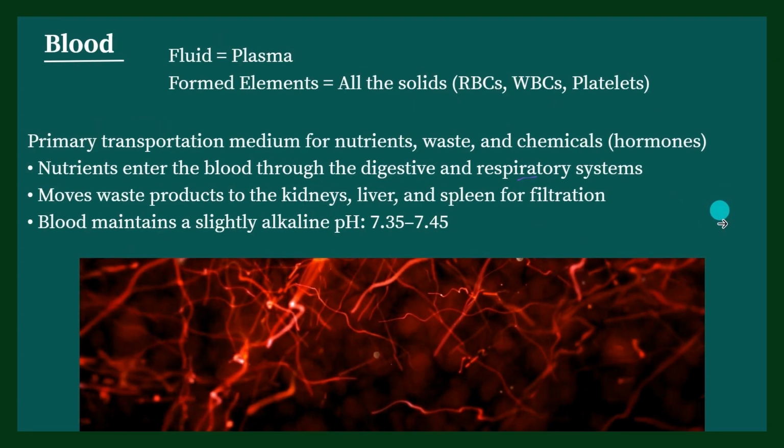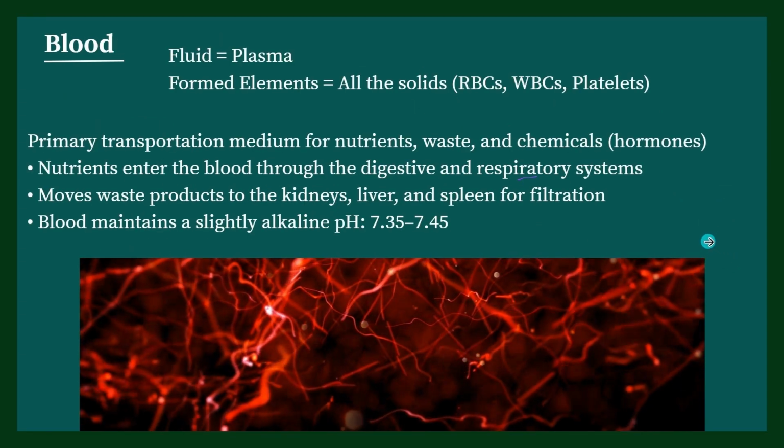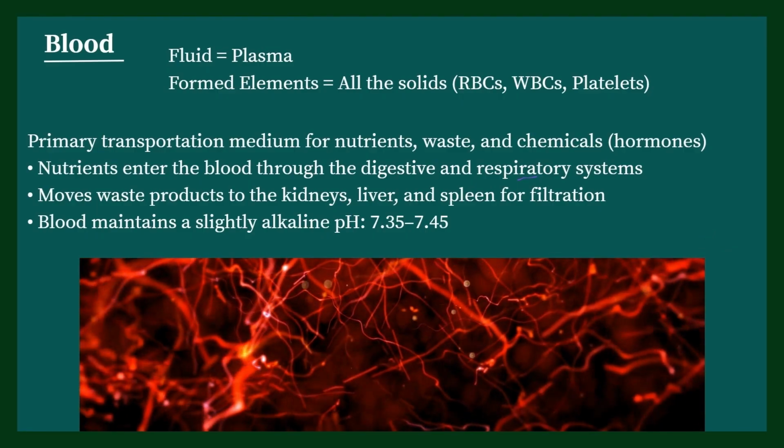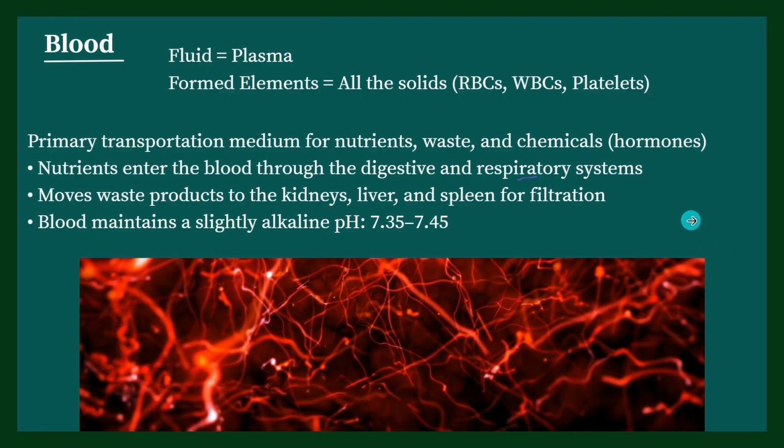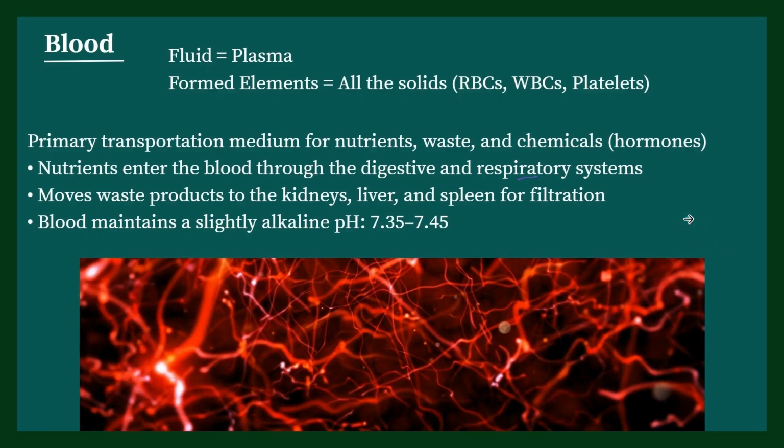Now, let's get started talking about the components of the circulatory system. First, we're going to talk about blood and what blood is made out of. Blood is first plasma, which is most of it, and then it has the formed elements, which are the solids: red blood cells, white blood cells, and platelets. It's the primary transportation medium for nutrients, wastes, and chemicals like hormones.